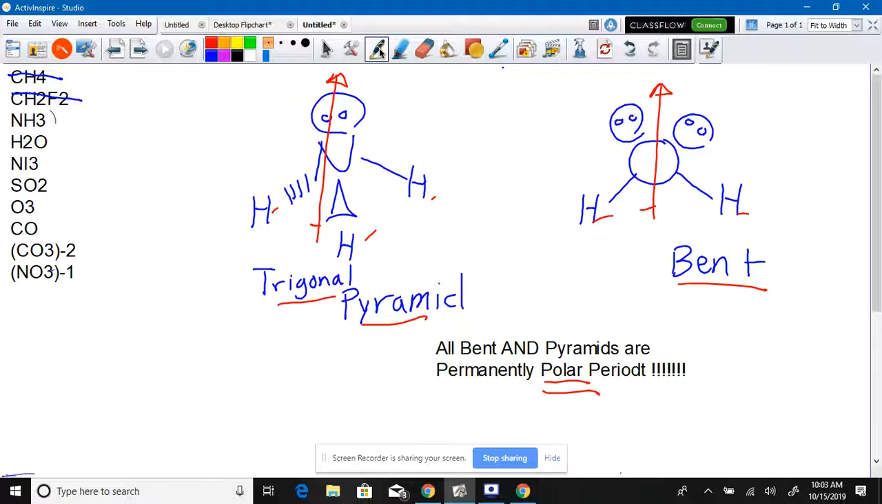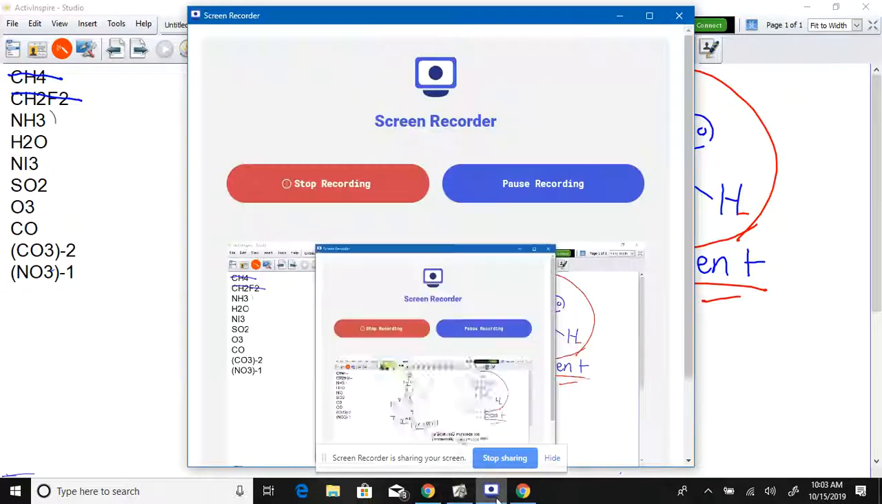If it wasn't like this, we wouldn't be here. If water was not polar, we would not have any oceans. We wouldn't be here. There'd be no life. All right. Any questions? So has everybody learned that? Hopefully.